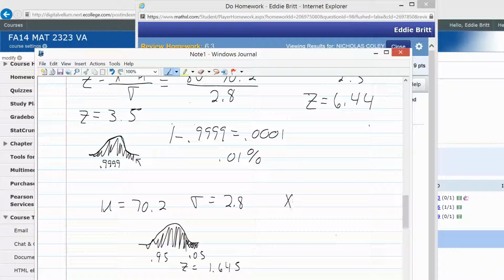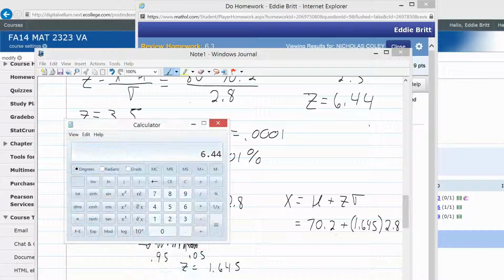Remember, we solved earlier for x in that same formula. x equals, what was it? It was mu plus z times sigma. So the mean is 70.2. The z is 1.645. And the sigma is 2.8. Alright, so that's 70.2 plus, I usually do the second part first, but I'll just put it in parentheses, 1.645 times 2.8.